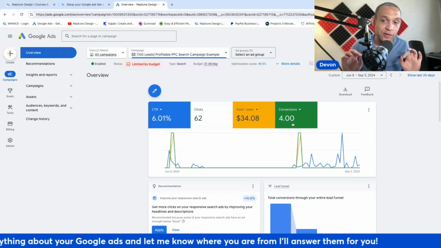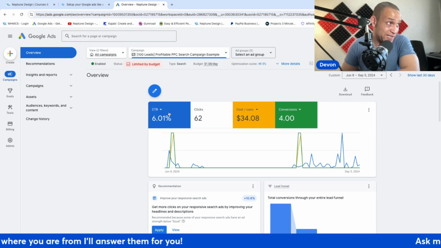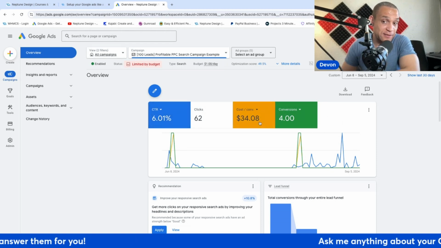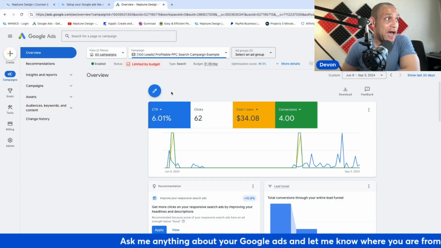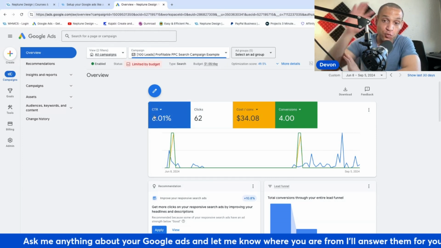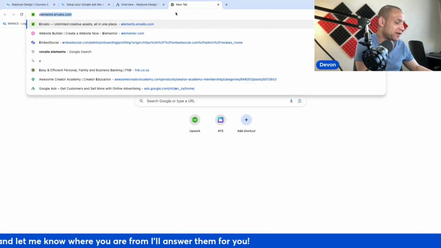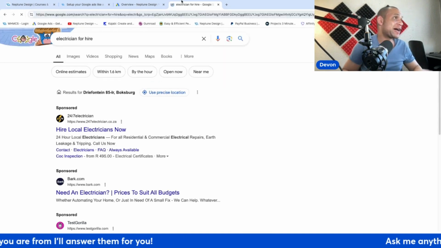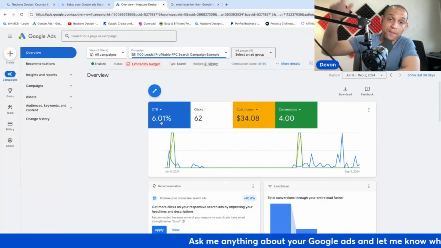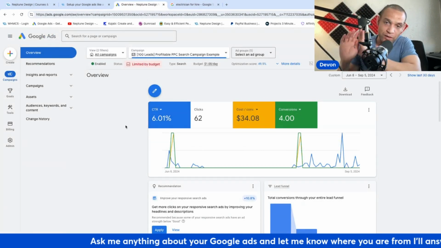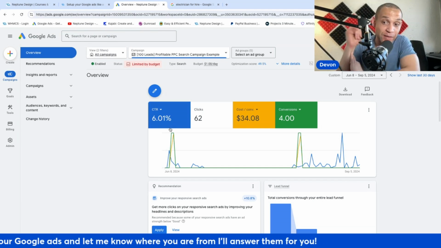The first thing that I do is I look at my click-through rate because this is the most important thing. This thing affects these two things. If my click-through rate is above 5%, then I know that the ad is fine. It's worded fine. When I say the ad, I mean the actual wording of the ad. So I'll show you an example. If I go over here and I say electrician for hire, you see all of these ads. If I see a click-through rate above 5%, then I know that the ad is well written. So I don't have to worry about ad copy.